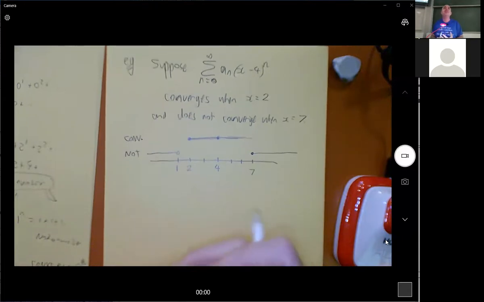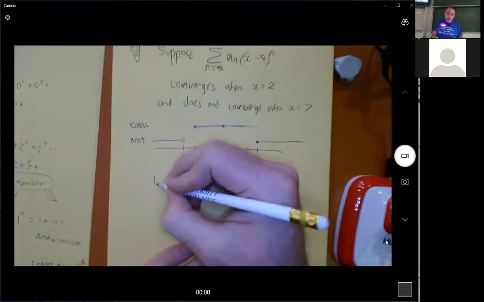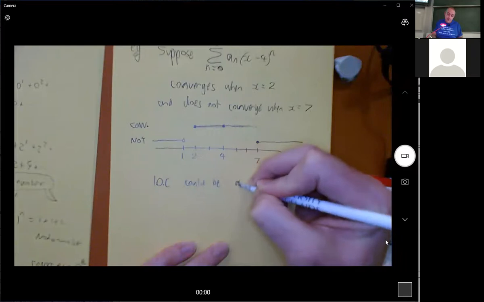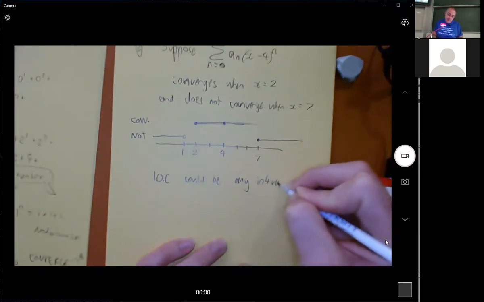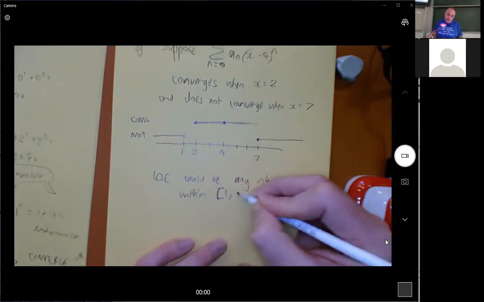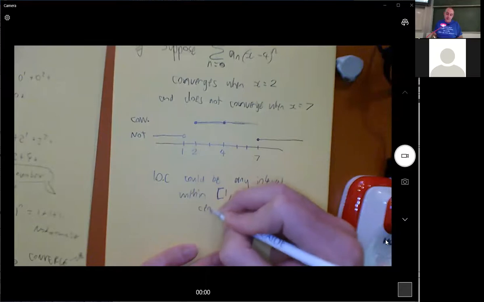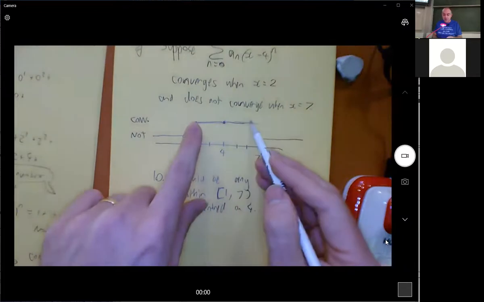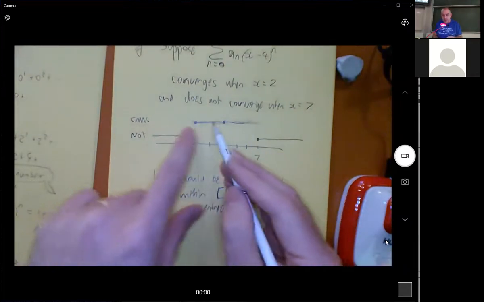Yes? We just don't know. It might converge there, it might not, but we don't have enough information. So if someone asked me what's the interval of convergence, I would say the interval of convergence could be any interval within from 1 to 7 centered on 4. So it could be this, it could be this, it could be this.